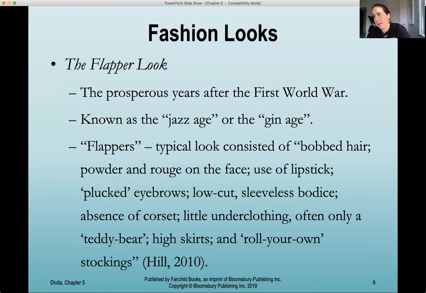Okay, fashion looks, the flapper look. The prosperous years after the First World War. This is going back in time. This is also known as the Jazz Age or the Gin Age. The flapper's typical look is considered to be bobbed hair, powder and rouge on the face, use of lipstick, plucked eyebrows, a low cut and sleeveless bodice, absence of a corset, which was very different for the times, little underclothing, also very different for that time, and often only a teddy. High skirts, rolled stockings. This was very advanced for this time, and that's why it was such an iconic look.